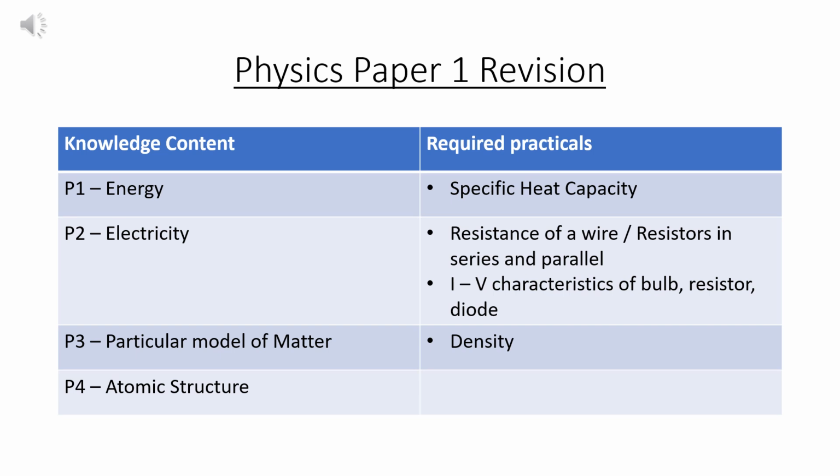The content for Physics Paper 1 includes P1 energy, P2 electricity, P3 particulate model of matter and P4 atomic structure. The required practicals for Physics Paper 1 are specific heat capacity, resistance of a wire or resistors in series and parallel, IV characteristics of a bulb, resistor or diode, and the required practical covering density of regular and irregular shapes. You can find links to the videos for these on class charts.